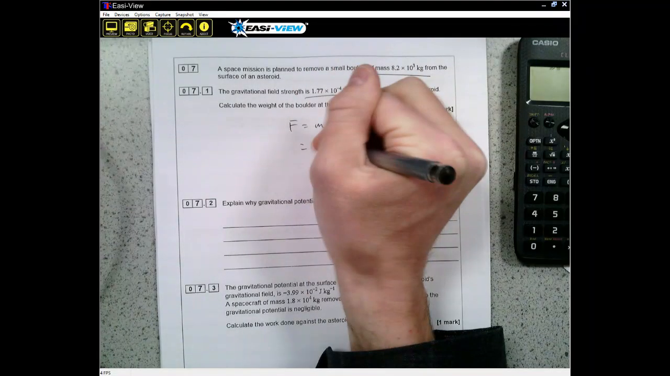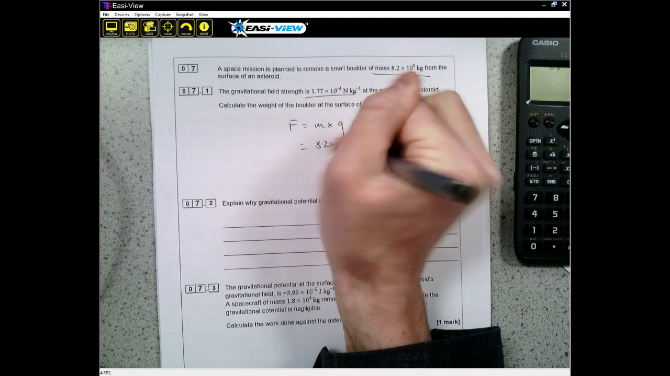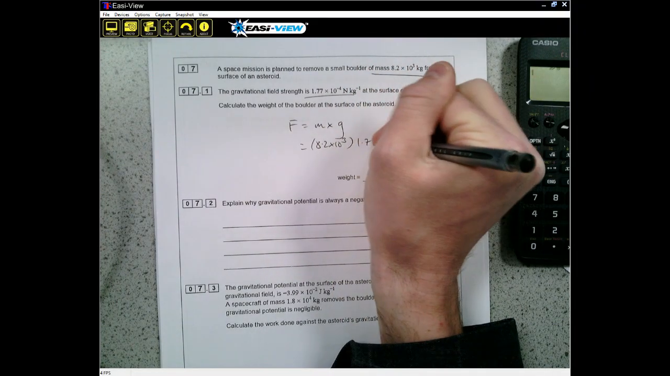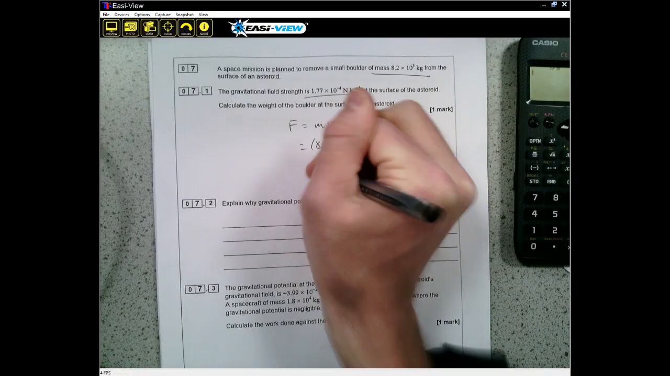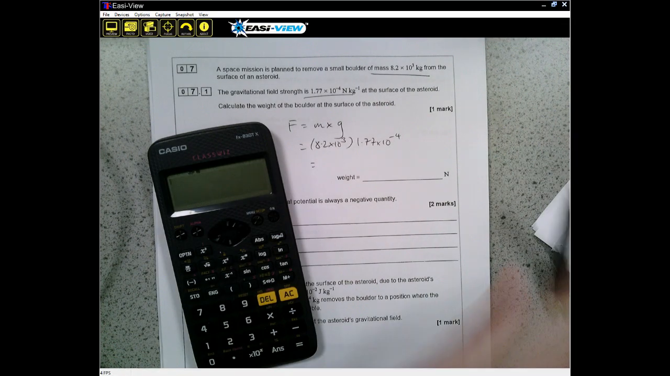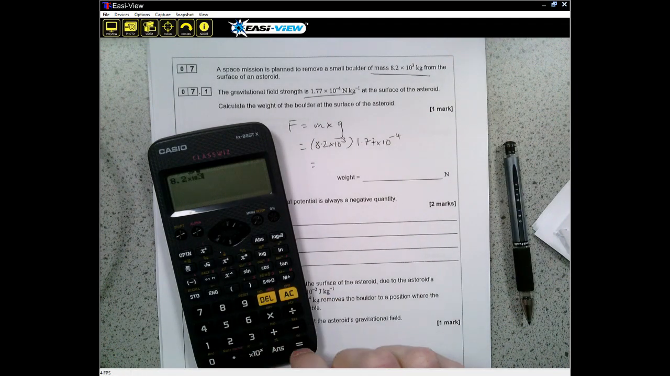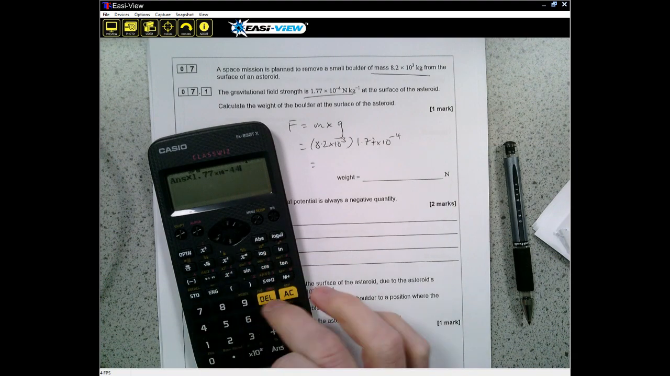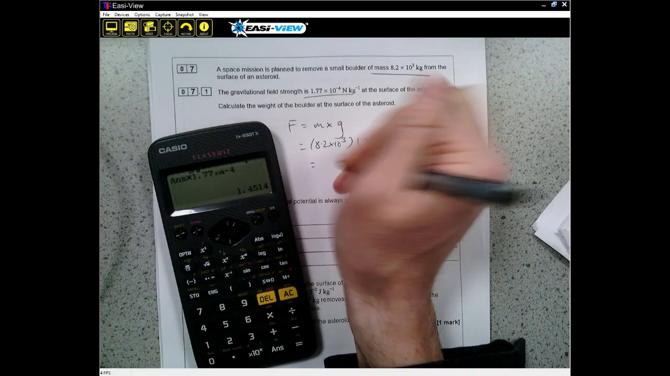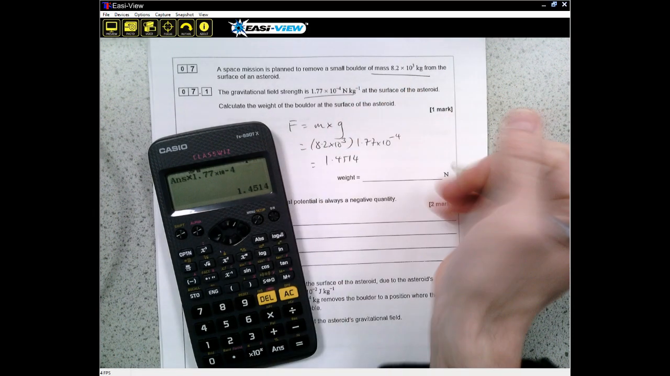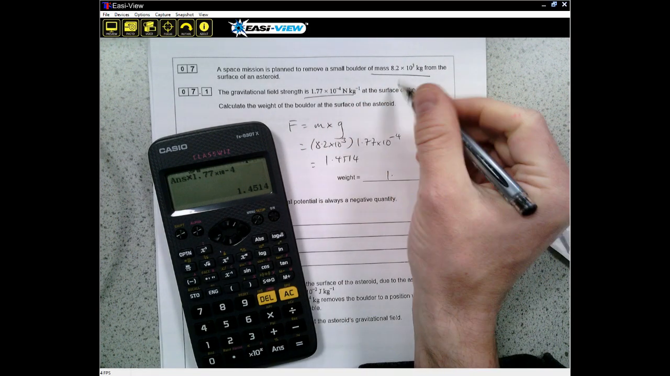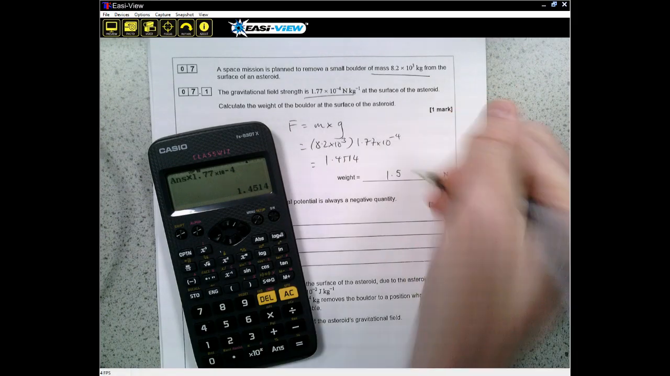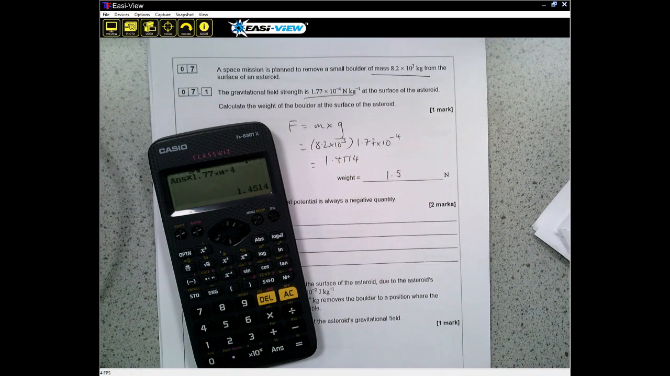The m is 8.2 times 10 to the 3, and g is 1.77 times 10 to the negative 4. So multiply those two together, and 8.2 times 10 to the 3 times 1.77 times 10 to the negative 4 gives us 1.4514 newtons. So 1.5 newtons makes sense to 2 sig figs, but I've shown my answer to a greater number of sig figs there.